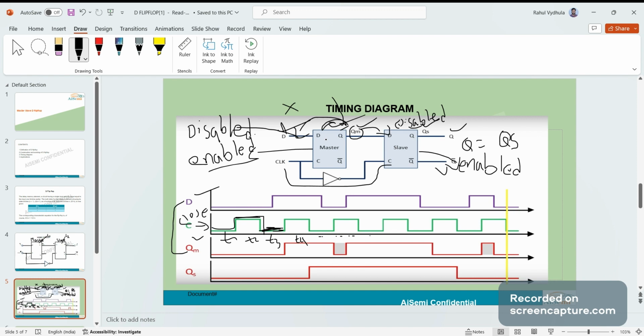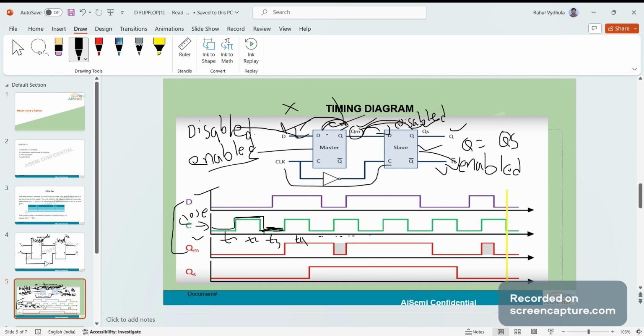And the clock input of the master is low, right? But the slave is enabled. The slave part is enabled. For this QS, the output will change as per the value of QM. It will change as per the value of QM.